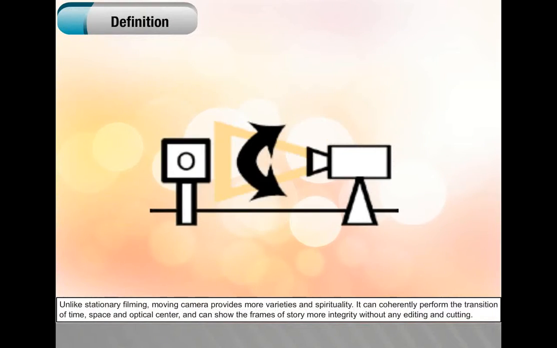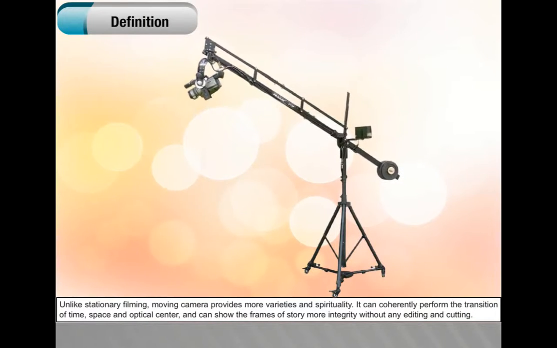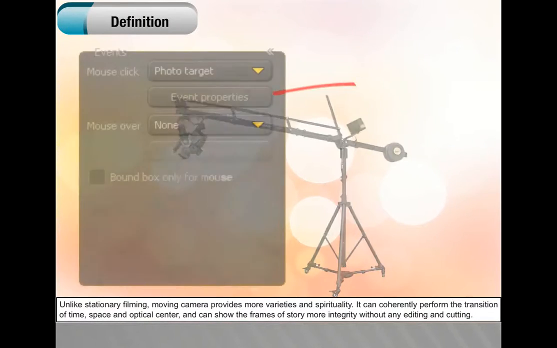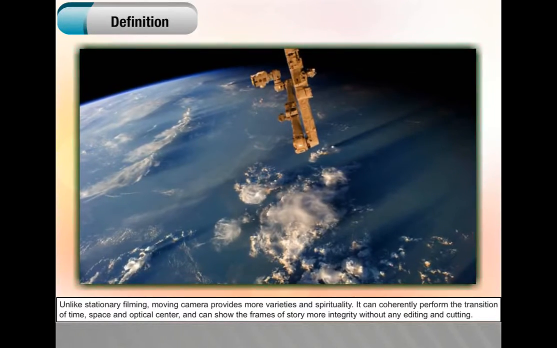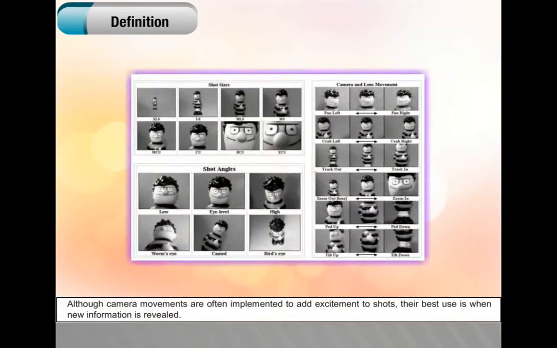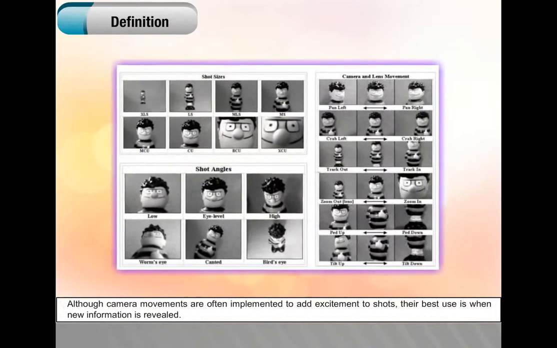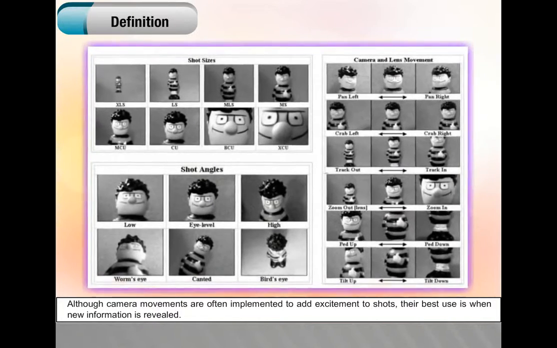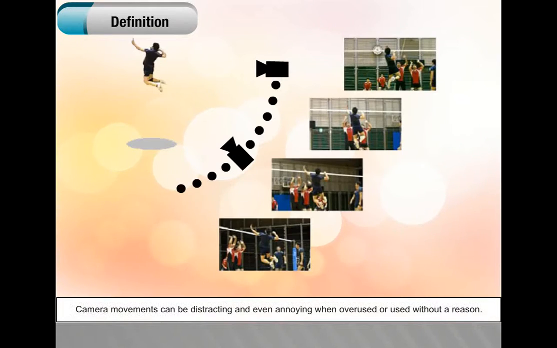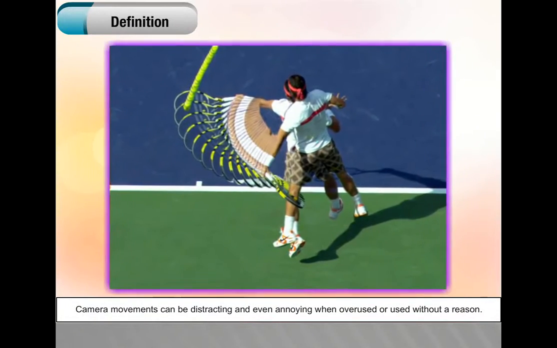Unlike stationary filming, moving camera provides more varieties and spirituality. It can coherently perform the transition of time, space, and optical center and can show the frames of story more integrity without any editing and cutting. Although camera movements are often implemented to add excitement to shots, their best use is when new information is revealed. Camera movements can be distracting and even annoying when overused or used without a reason.